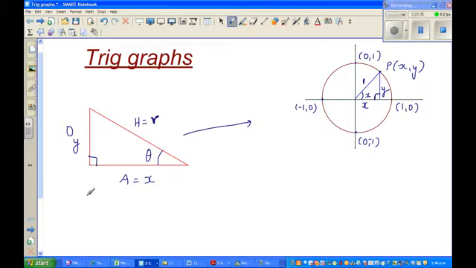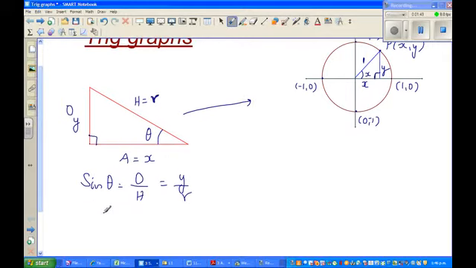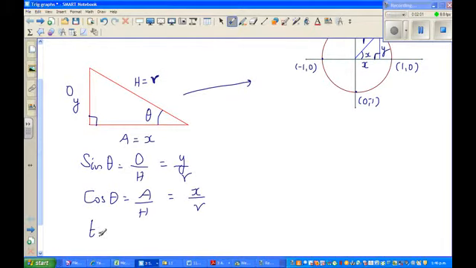So what do we know? We know sine theta is opposite over hypotenuse, which is the same as y over r. What else do we know? Cos theta is adjacent over hypotenuse, which is x over r, and tan theta is opposite over adjacent. So we are not doing anything new. This is right angle trig that you already know, that is y over x.